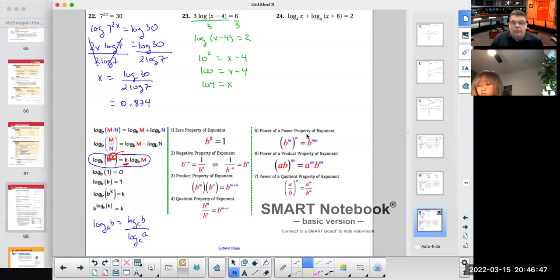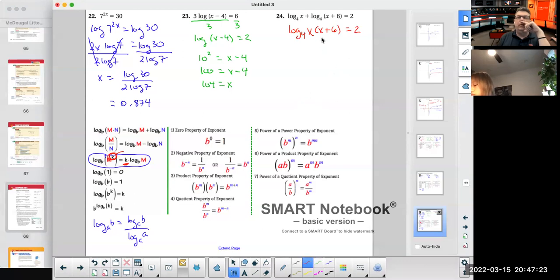And what do you think we should do for number 24? Divide by, no. Multiply it first. I think you mean rewrite it like this, x times x plus 6. Mhm. Atta girl. Equals 2, right? Mhm. Now what should we do?